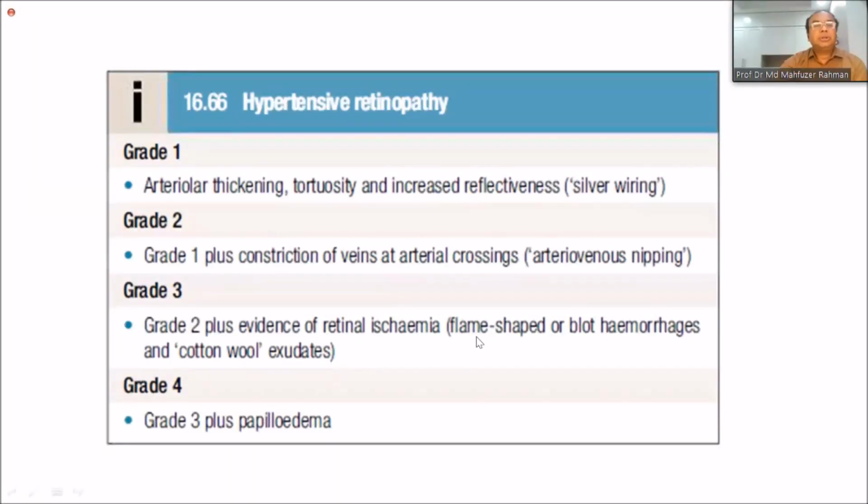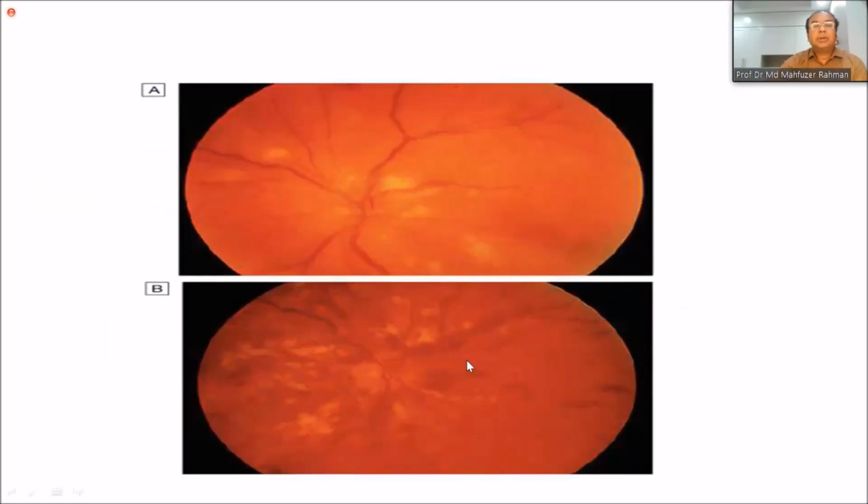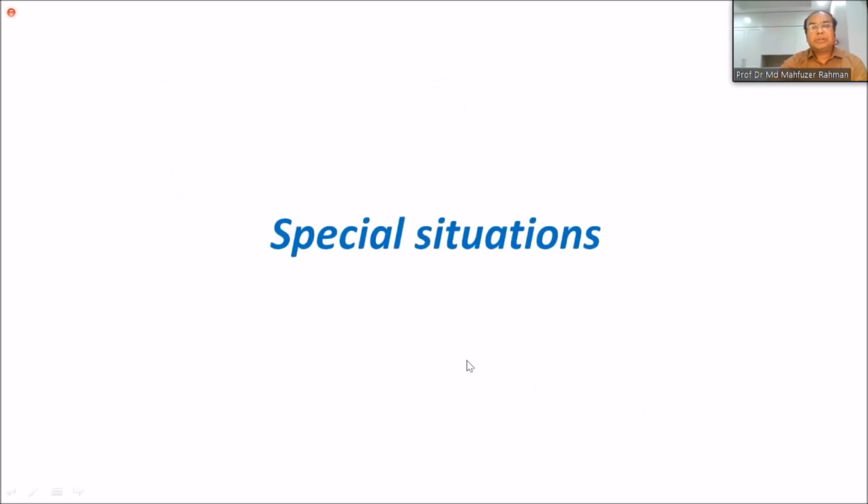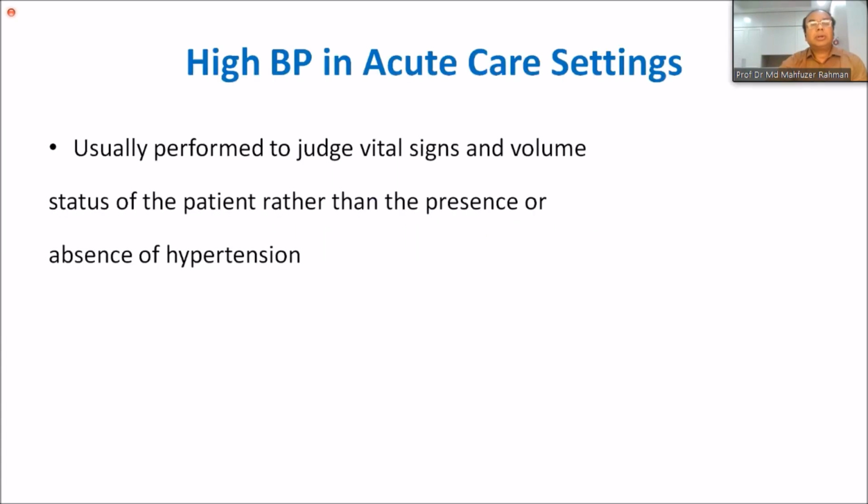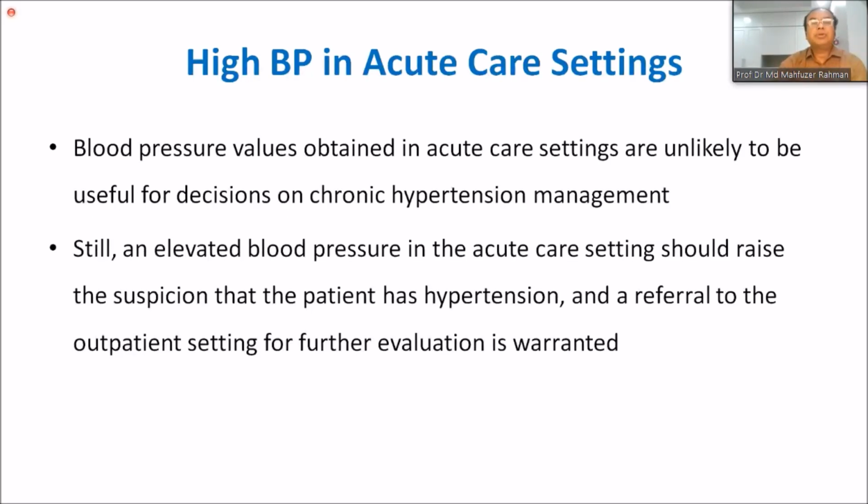In hypertensive retinopathy, these are the changes. Now the special situations, like high blood pressure in the acute care setting. This is very important. Sometimes blood pressure is measured in acute care settings to judge vital signs and volume status of the patient rather than the presence or absence of hypertension. And blood pressure values obtained in acute care settings are not useful.